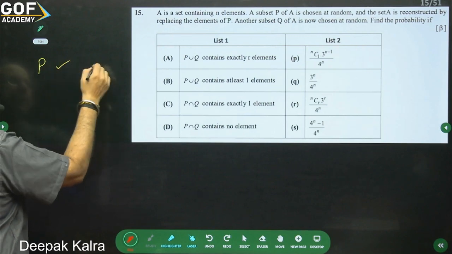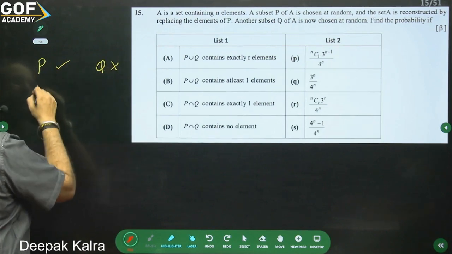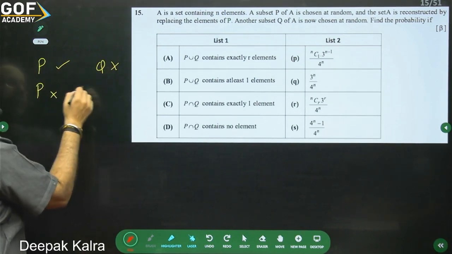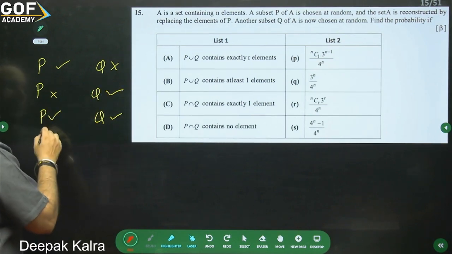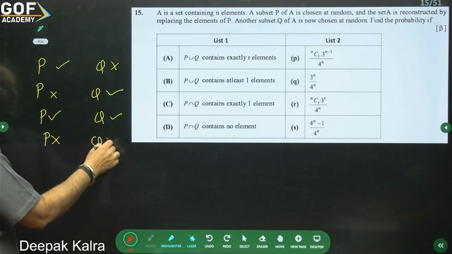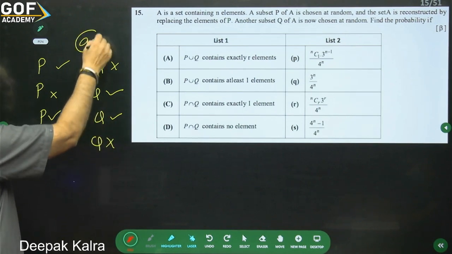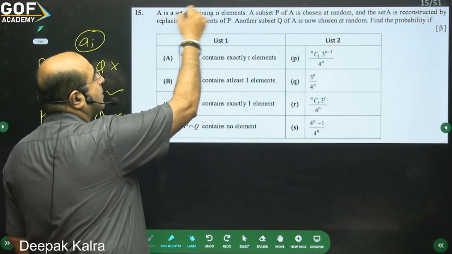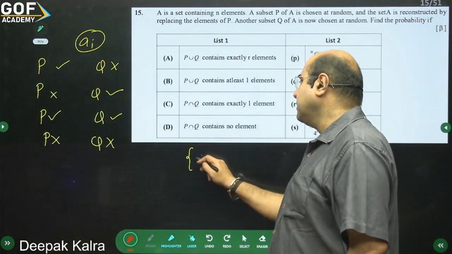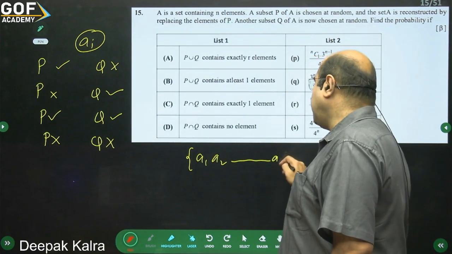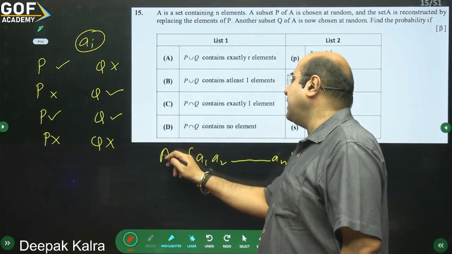Present in P, not in Q. Present in Q, not in P. Present in P, present in Q. Present in neither of them. Any random element Ai I am talking about, which is the nth element contained in set A. You understand what I am saying? A1, A2 up to An, let us suppose, are the elements in set A.